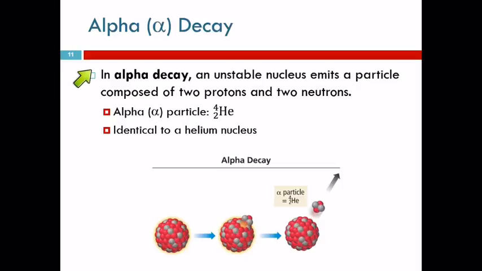Okay, alpha decay. An alpha particle gets spit out. An alpha particle has this symbol because it is a helium nucleus. It's identical to a helium nucleus. So helium-4 has 2 neutrons and 2 protons. Here we have a nucleus, and it undergoes alpha decay, and a little piece of it comes off, an alpha particle. 2 protons, 2 neutrons stuck together, and they go shooting off into space. I know, it's crazy.